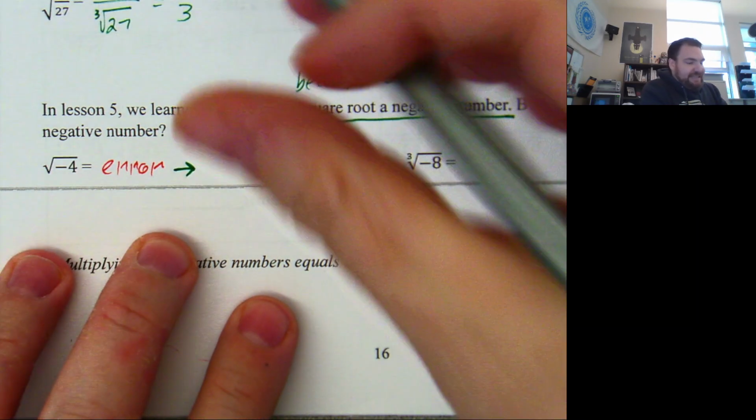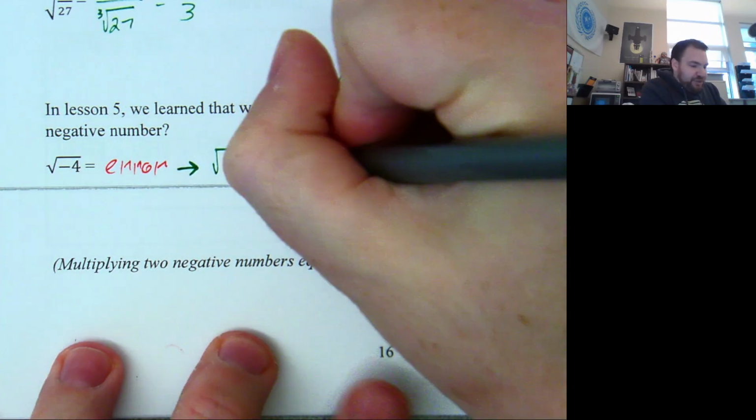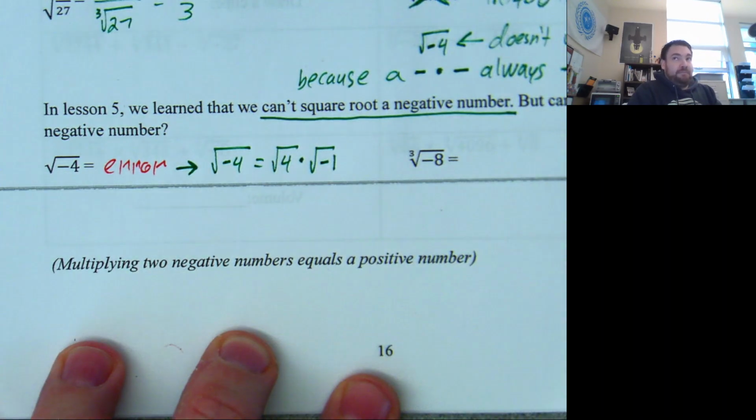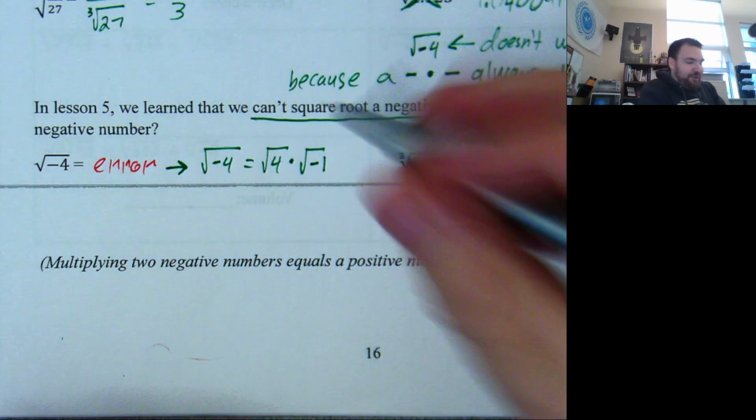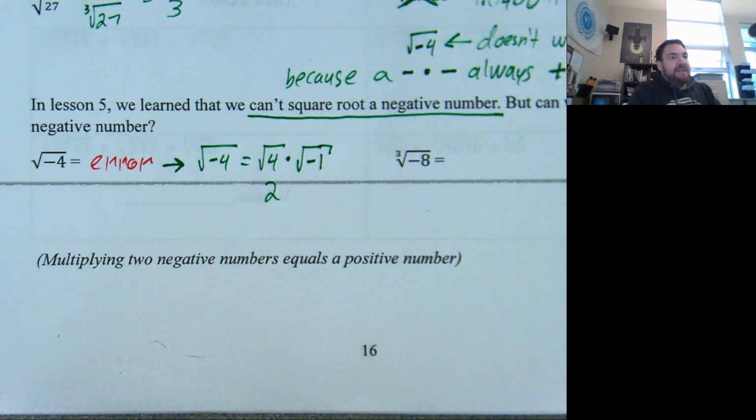What it does is it says that the square root of negative 4 is equal to the square root of 4 times the square root of negative 1. The square root of 4 we can do. The square root of 4 is 2. Now the square root of negative 1 doesn't make any sense.